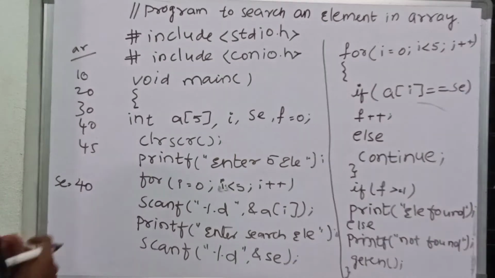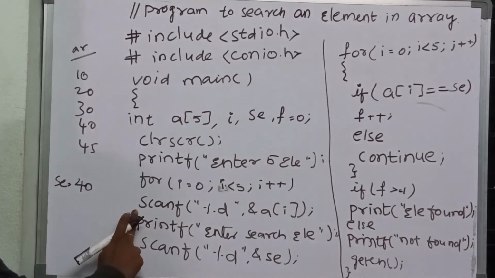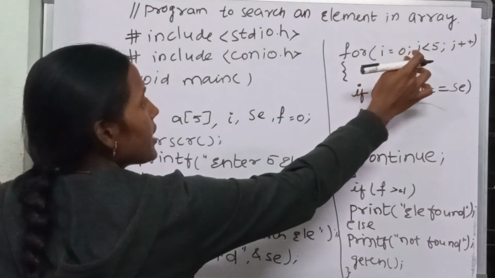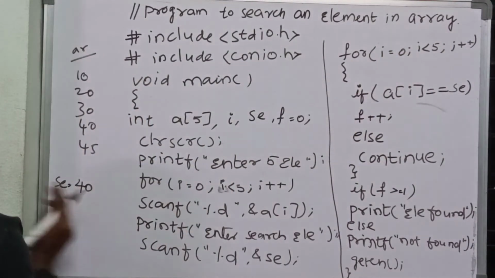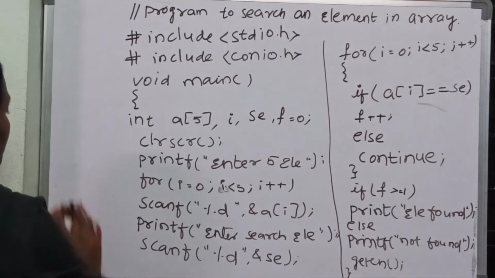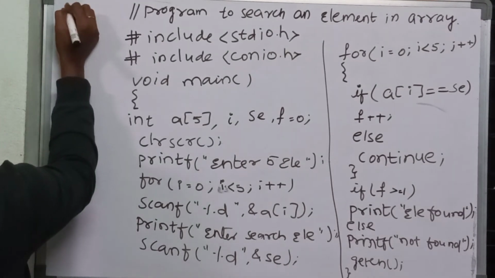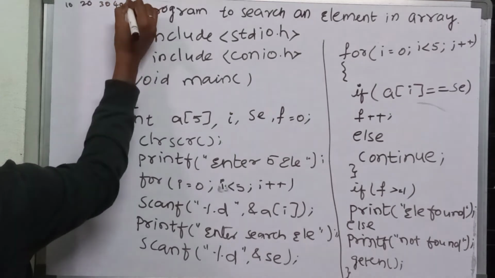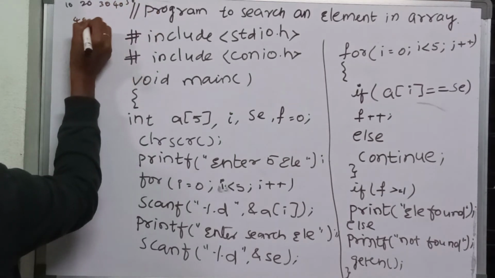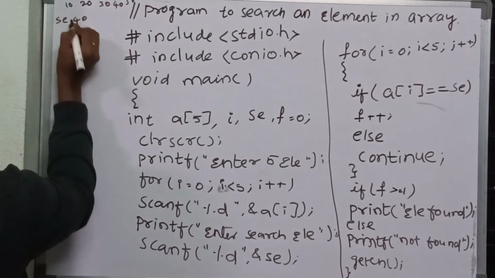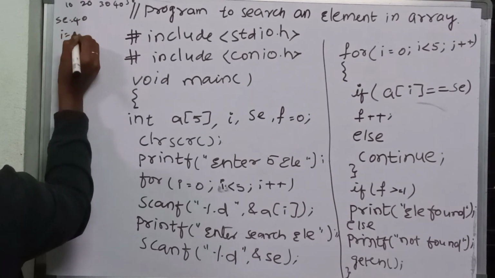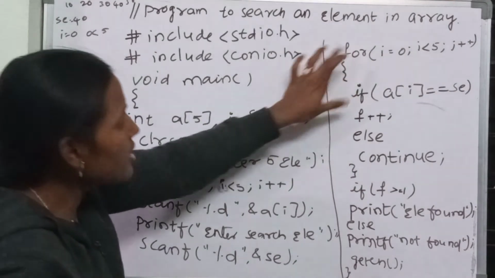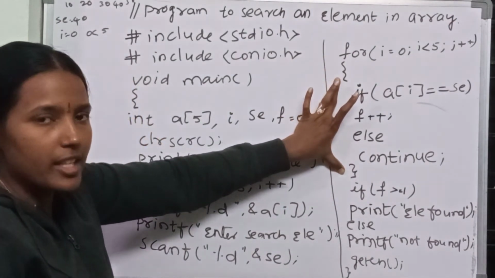Now understand. Up to this we already did. Now we accepted the element as 40. Now first I is 0. Now the elements are 10, 20, 30, 40 and 50. The search element is 40. Right? Now when I is 0, 0 is less than 5. If condition true, so this complete block has to be executed.